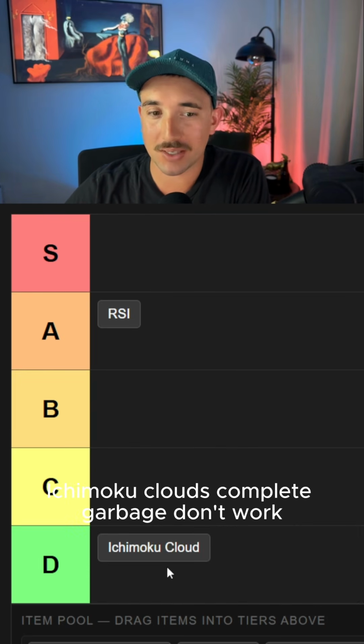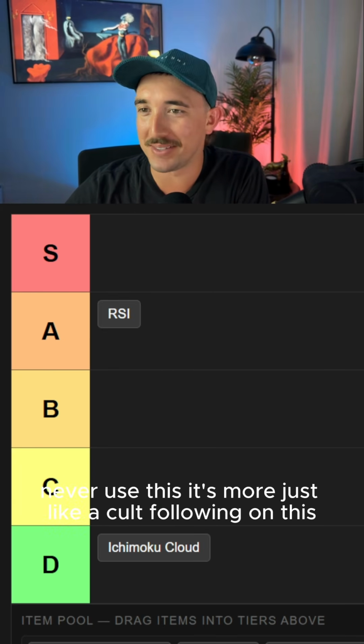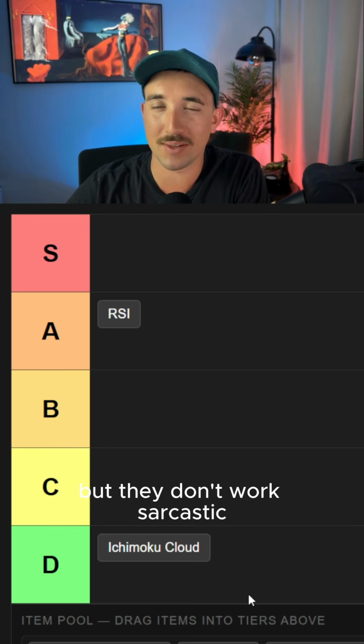Ichimoku clouds, complete garbage, don't work. Never use this. It's more just like a cult following on this, but they don't work.